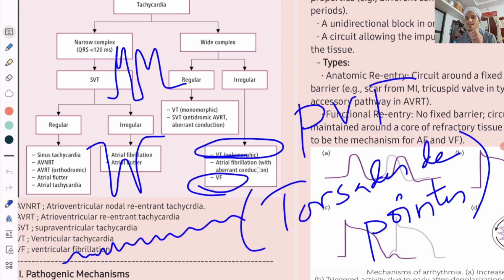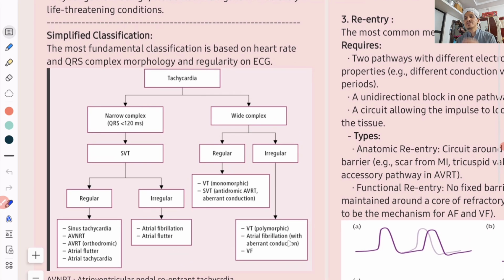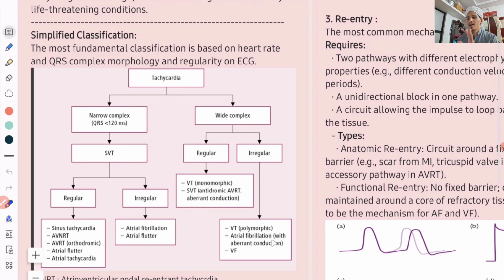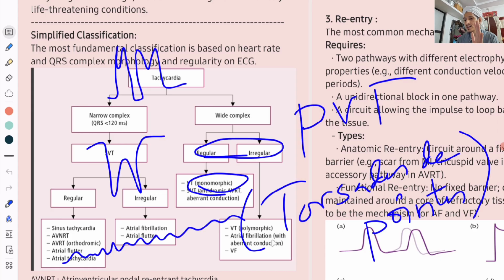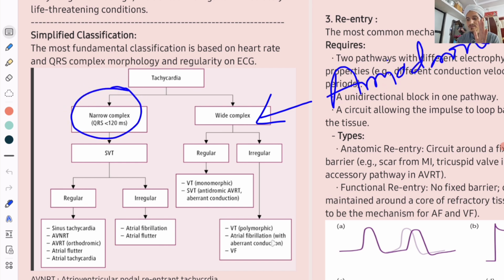That's about the chart overview of basic classification, and this is the easiest classification which one can follow to identify the arrhythmia and treat it. Just for knowledge purpose, wide complex tachycardia is treated with amiodarone. Narrow complex tachycardia is treated first with carotid sinus massage. If not resolving, give adenosine.